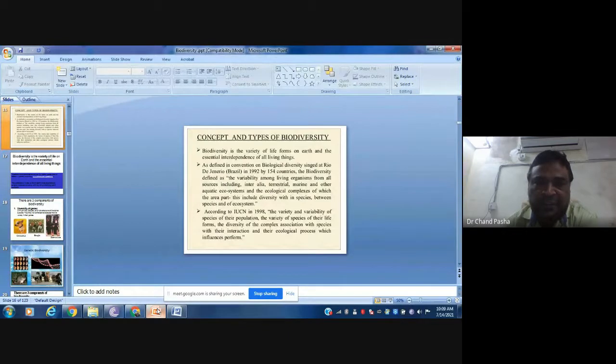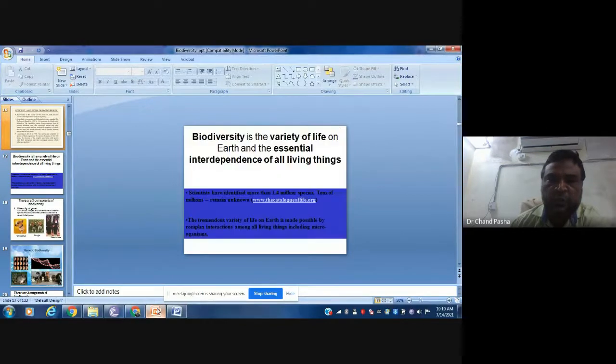complexes of which they are part. This includes diversity within the species, between the species, and of the ecosystem, and that is called biodiversity. Whatever the ecosystem is, whatever the variations among the species, between the species, and in the ecosystem, that is called biodiversity. This is the definition given by the Biodiversity Summit in 1992.